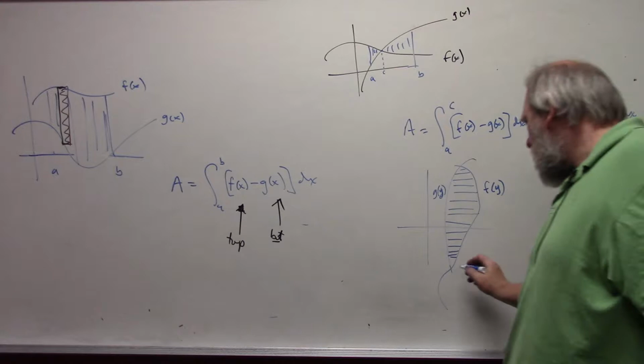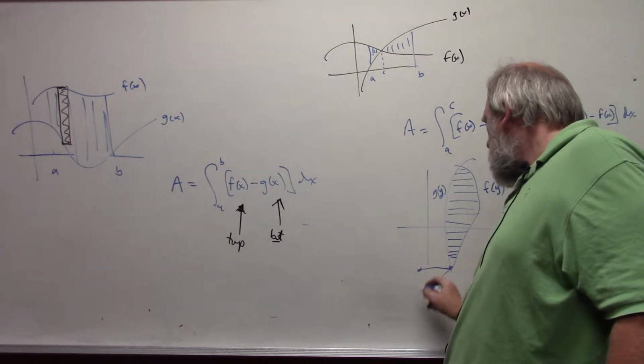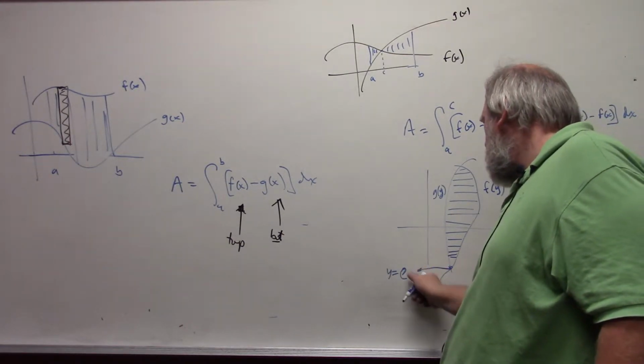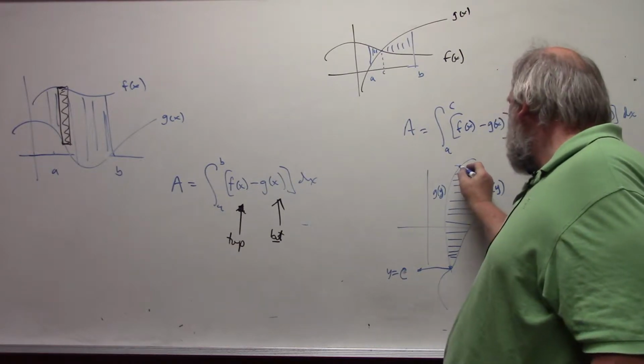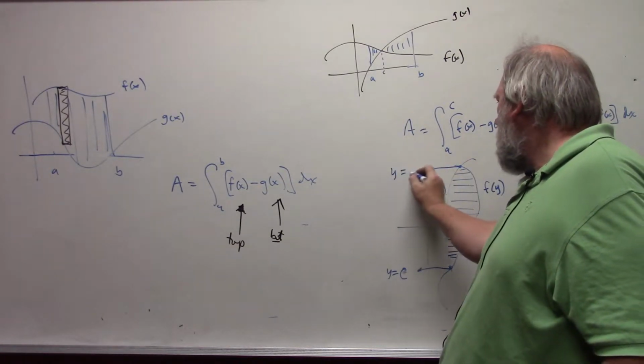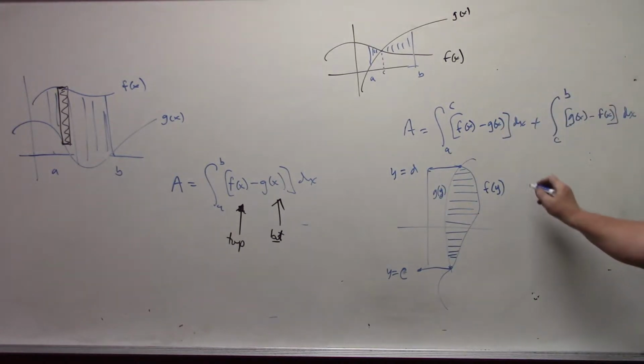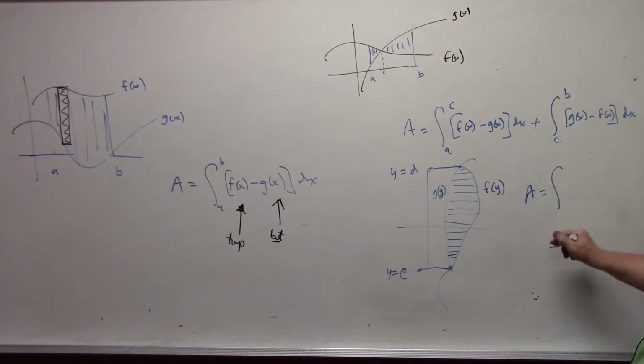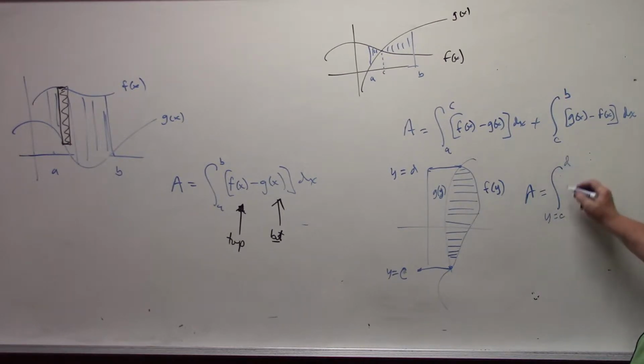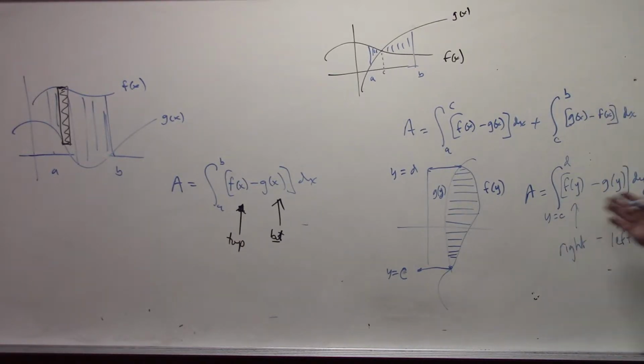And so if this value represents y equals c, and this value represents my y value of d, in this case my area would be the integral from y equals c to d of f of y minus g of y dy, or right function minus left function. It's always the more positive minus the less positive. Top minus bottom, right minus left.